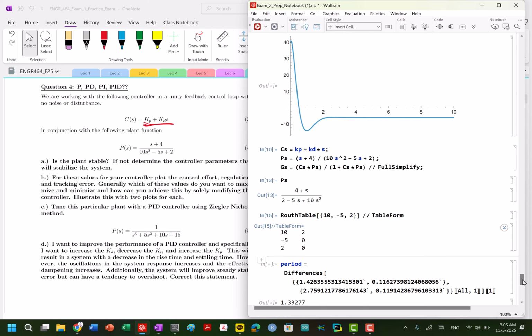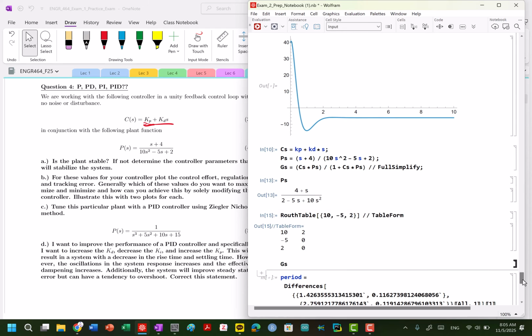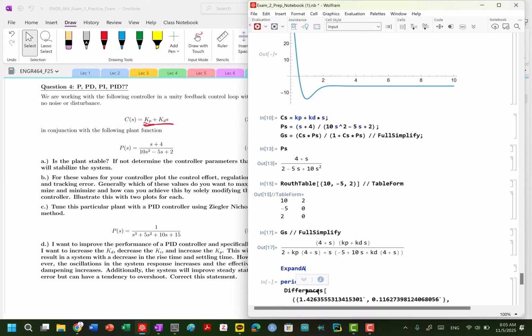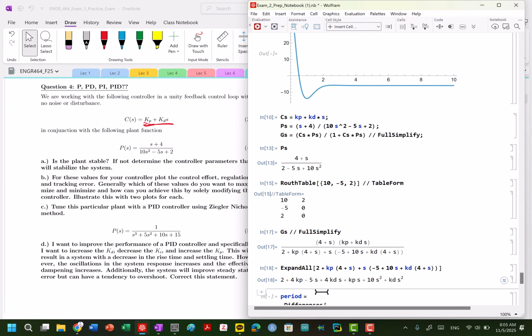So if we want the system to be stable, we need to look at G(S). I'm going to pull out the denominator here. We're just going to go full simplify. Even further, nope. But we can pull this out here below. And now we can do expand all. And now we can do our Routh table.